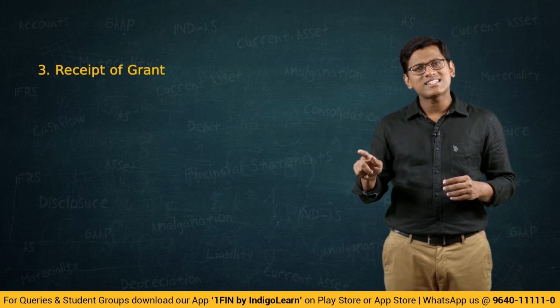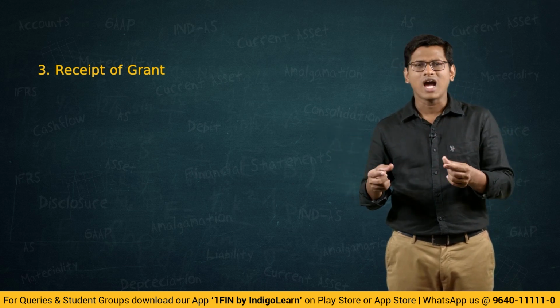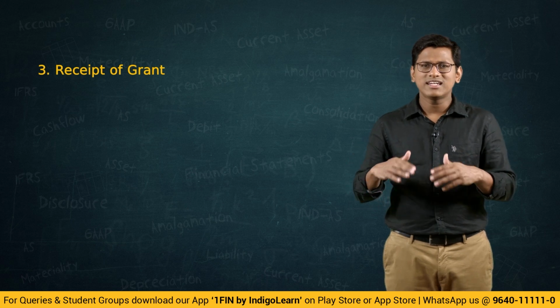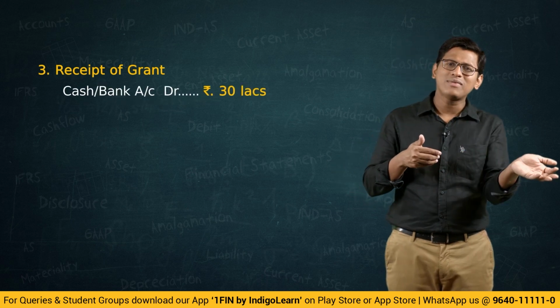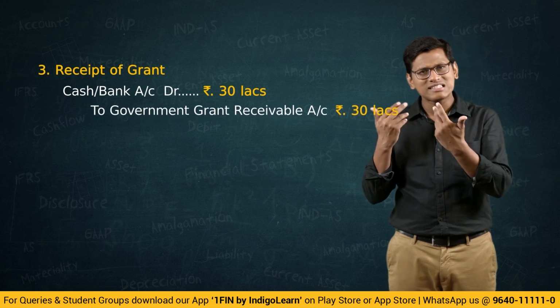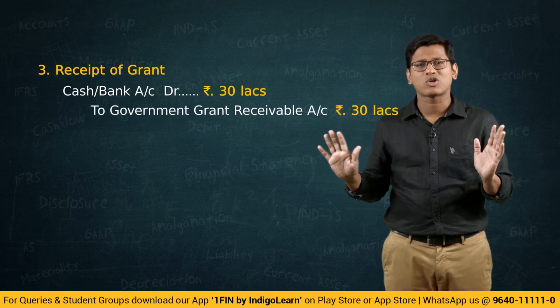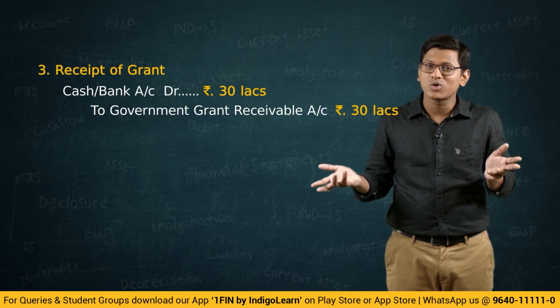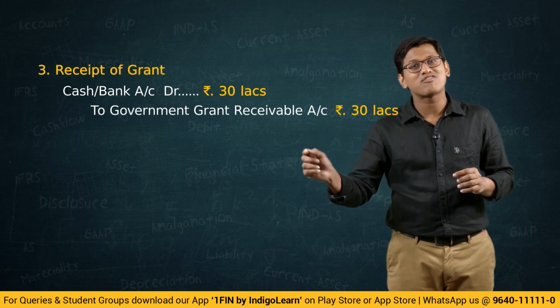See, if there is something called government grant receivable, what will happen to that? The amount will be received in due course, and that will be closed in due course. How? Cash or bank account debited to government grant receivable, that 30 lakhs will be received and that government grant receivable will be closed. Now the discussion is only about that government grant account. What should be done with that government grant account?